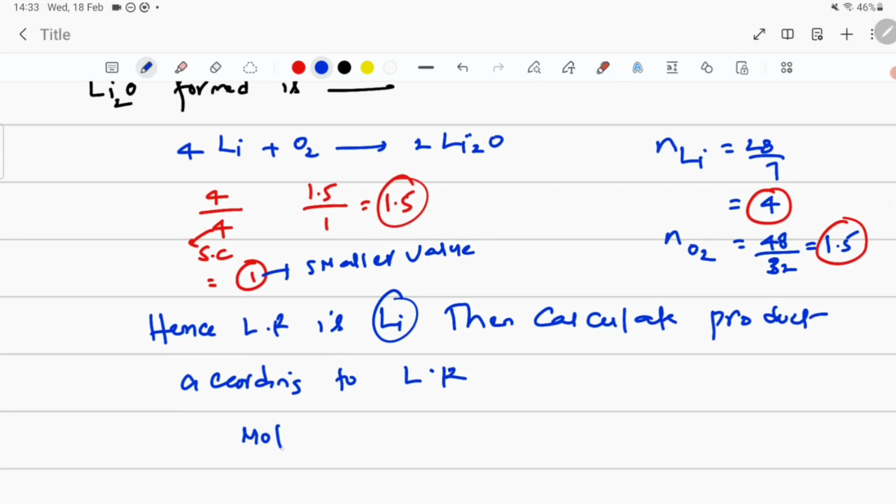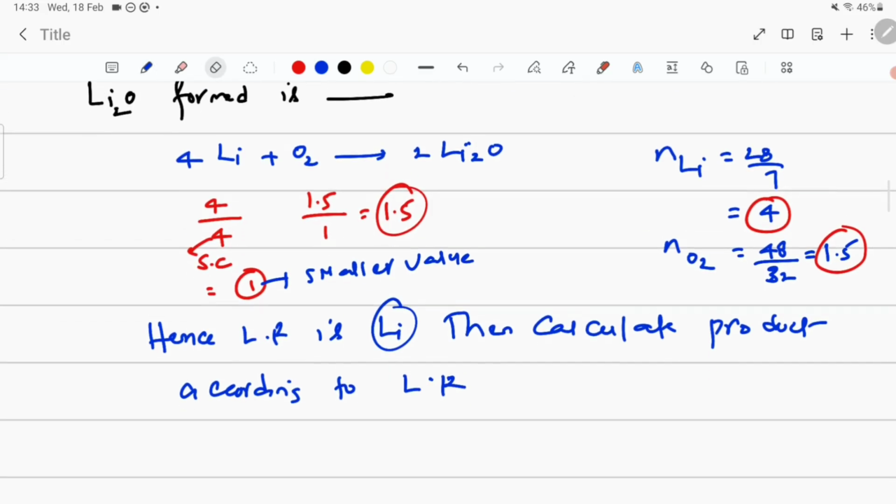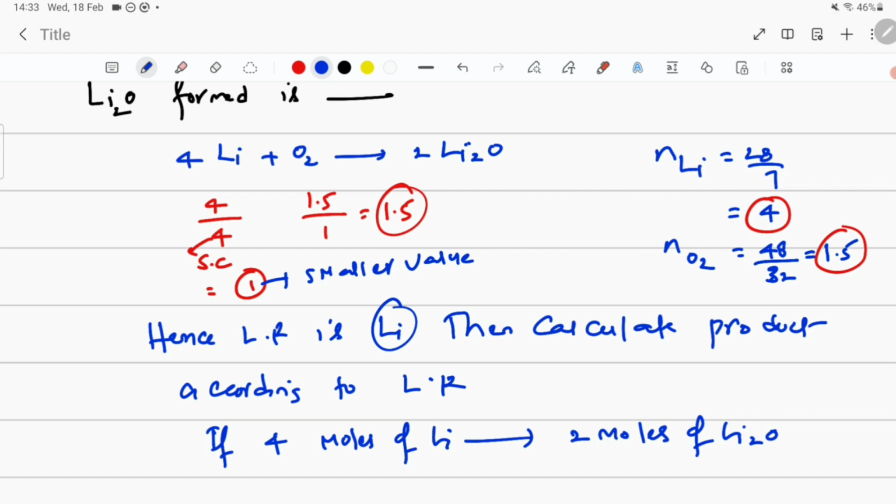So here, moles of Li2O formed. How can we do this? According to the reaction, see, if 4 moles of lithium give 2 moles of Li2O, then how many moles are given here? 4 moles only are given, so 2 moles of Li2O are formed.